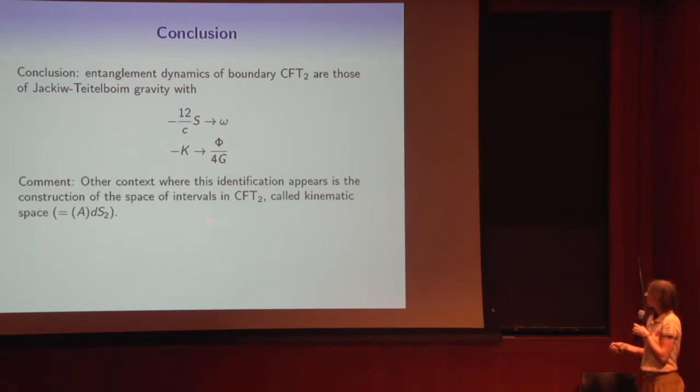And let me also comment that another context where this identification appears is the construction of the space of intervals in a two-dimensional CFT, which is called kinematic space. So we can also say that the dynamics of kinematic space are those of Jackiw-Teitelboim gravity. And in that context, there's also a boundary, and in that case, it's the time slice of the CFT which becomes the boundary of the kinematic space. So I'll end there. Thank you.